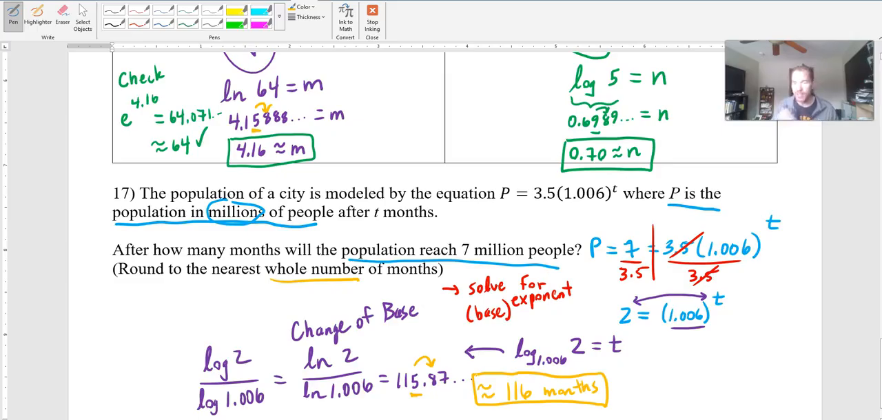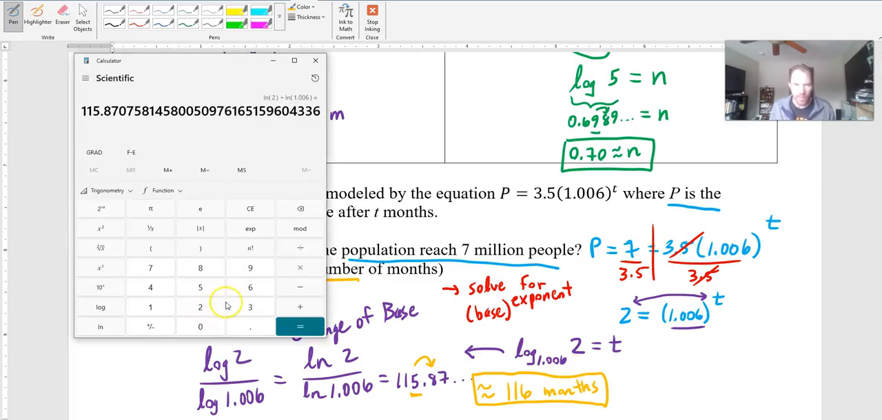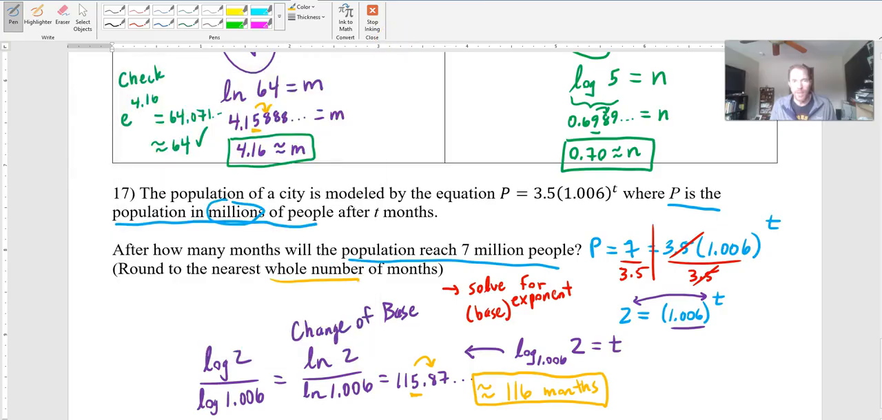The only other thing I'm going to do is check the original equation. Remember, the million's already part of this, so I'm hoping to just get 7. But if we do, we've got to bring back the 3.5. 3.5 multiplied by 1.006 to the power of 116. I'm actually expecting this to be a little bit more than 7 because we rounded up. But let's see, what do we get here? 7.005, so that'd be millions of people. So it looks good. All right, there you go.